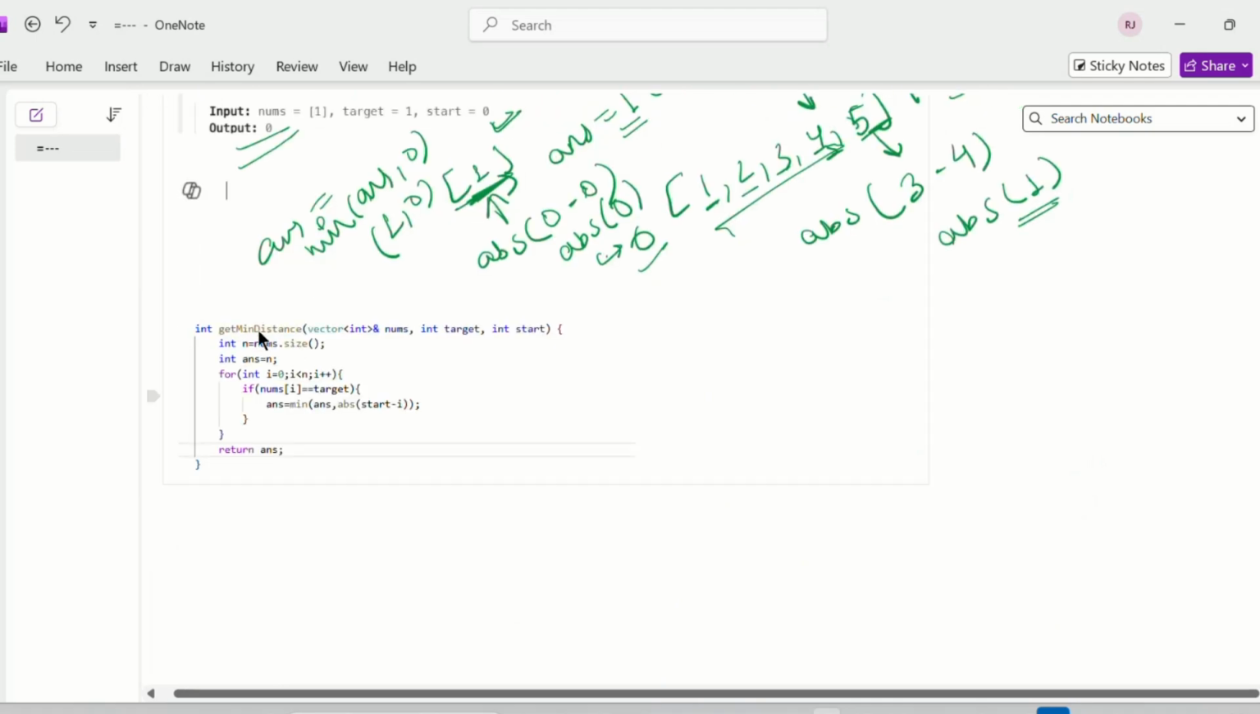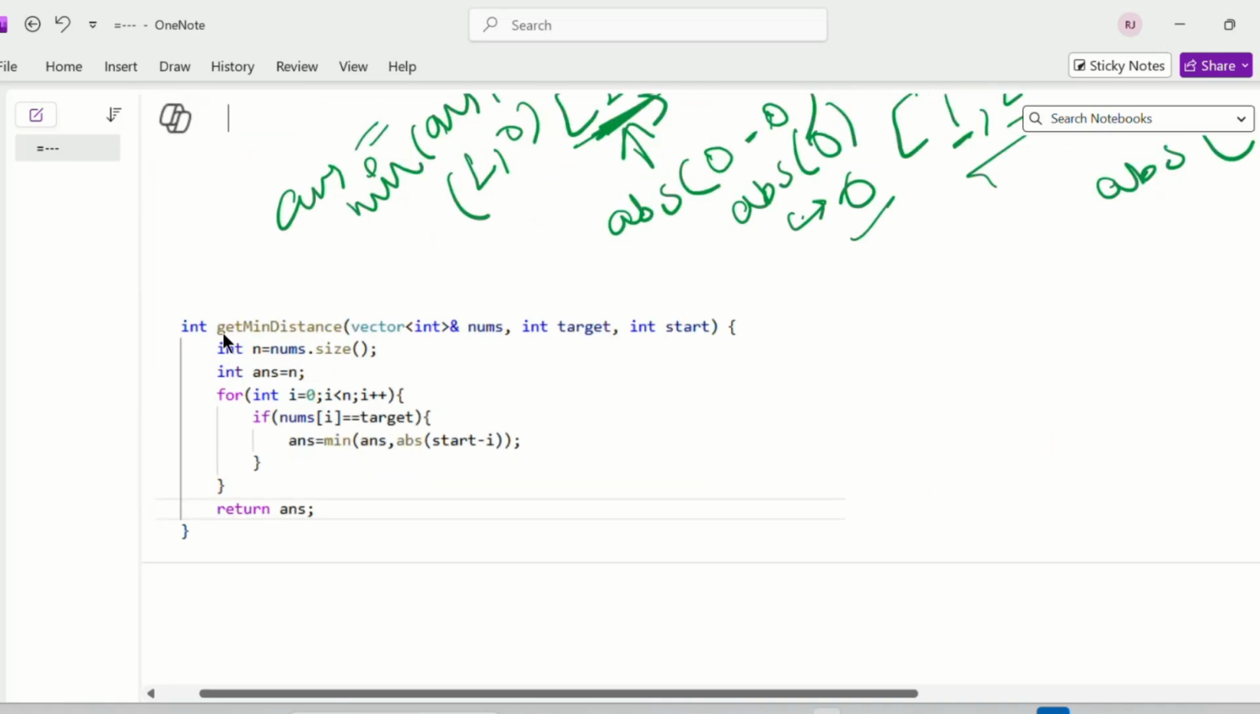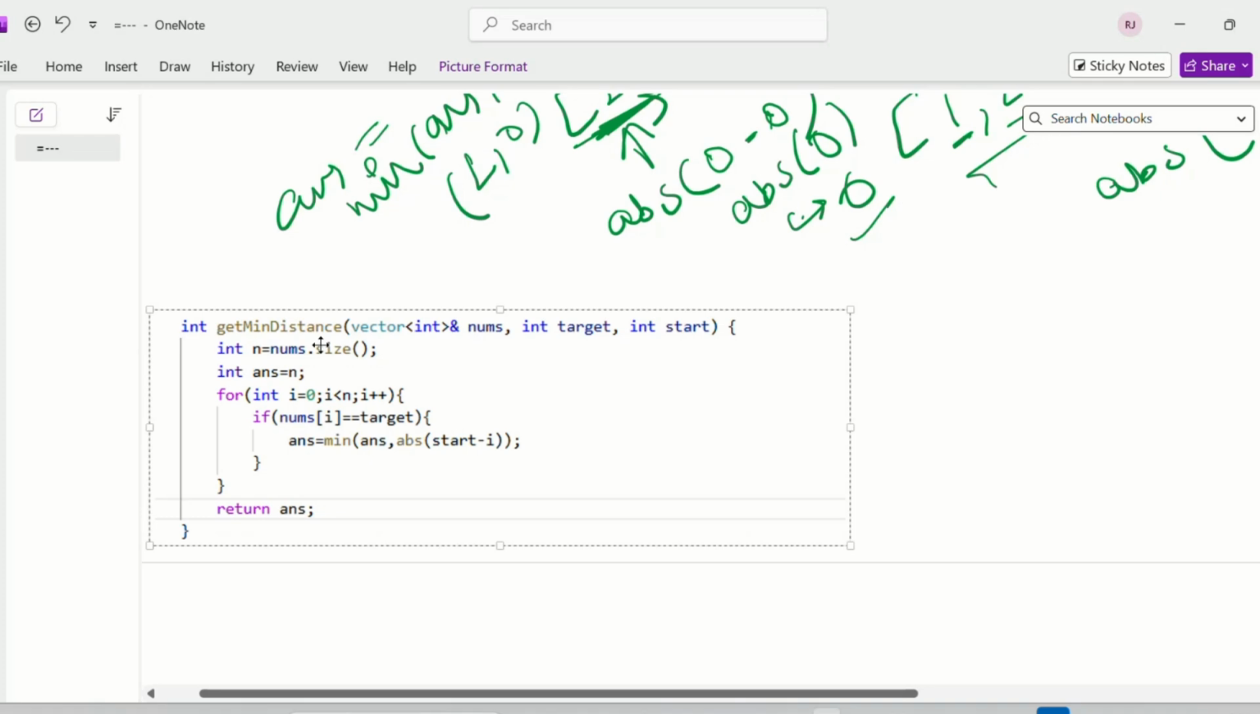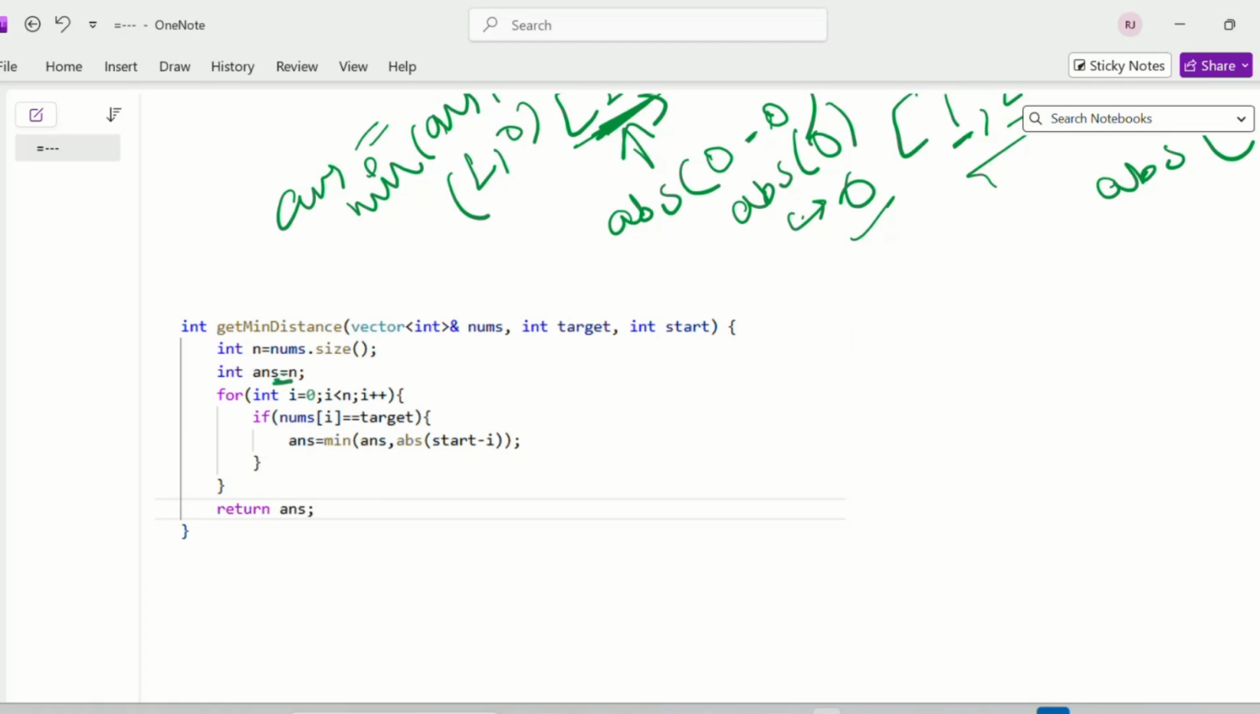So we will go with the solution. The solution is pretty easy. We have declared the nums array, and the answer we initialized with the maximum possible value. What is the maximum possible value? The maximum possible value is n. And we start traversing from 0 to n. If we get the target, we minimize our answer value: answer equals minimum of answer comma absolute of start minus i. At the end of the loop, we can simply return the answer.